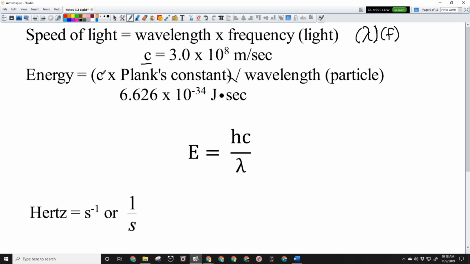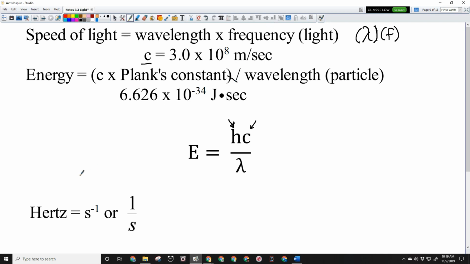Energy is the speed of light, which is C, times Planck's constant. Planck's constant is a constant number. It never changes. It's 6.626 times 10 to the negative 34th joules times seconds, so joules seconds. And that's divided by wavelength, which is the lambda.